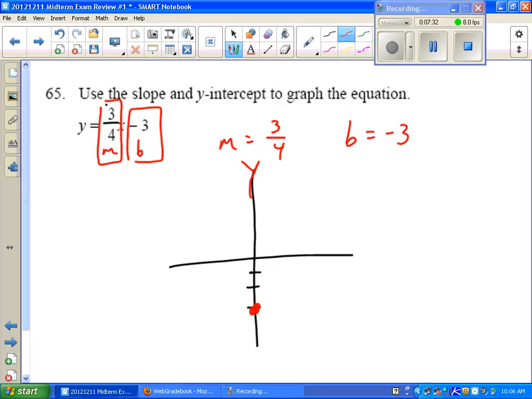m is our slope, tells us which way to move. Remember, it's rise over run. So you're either going to go up or down by the top number. It's positive, tells us to go up 3. So 1, 2, 3. And the bottom number is either going to tell us to go left or right. It's positive, so it also tells us to go to the right 4 times. So we'll make us a couple more marks. 1, 2, 3, 4. Since we're going to go over that many times, we're going to put our second point there. Once you have 2 points, you can draw a line straight through both of them. And that's your graph: y equals 3/4x minus 3.